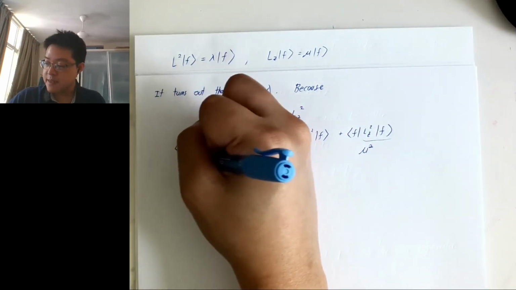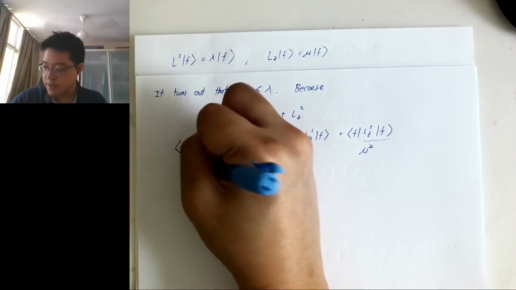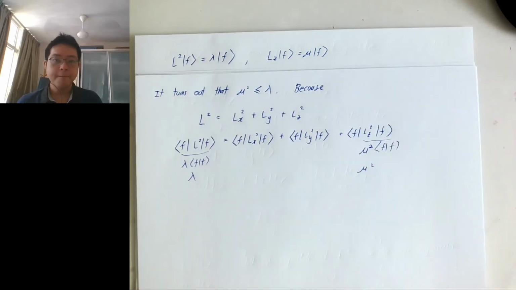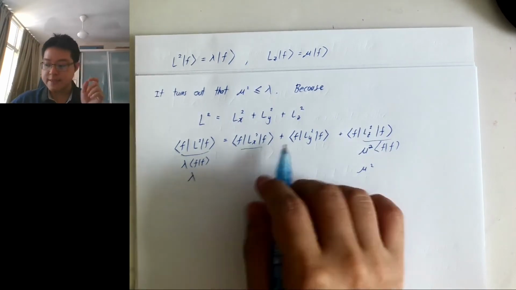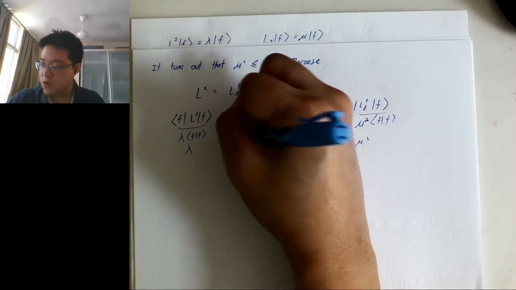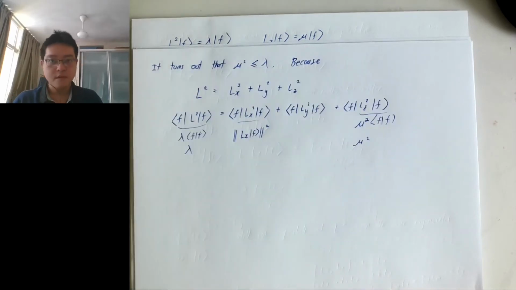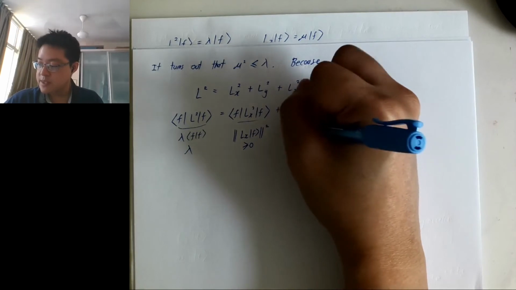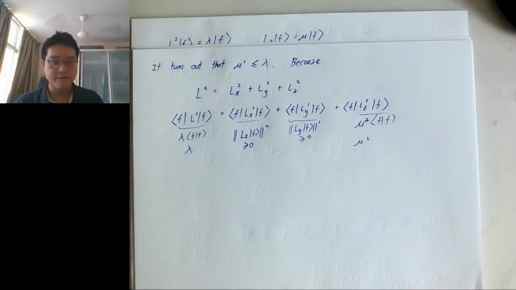Then this is an eigenstate, so this becomes lambda, and then f f is just 1, so it's just lambda. Same thing here, this one f f, so this becomes mu square. We don't know what this is, but what we do know is they must be positive, because this is actually the norm of this operator on f squared, so this term must be positive. And this term, same story, this is the norm of Ly operating on f squared, so it must be positive.